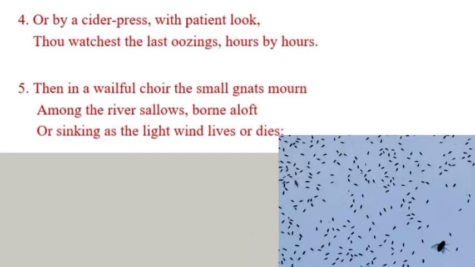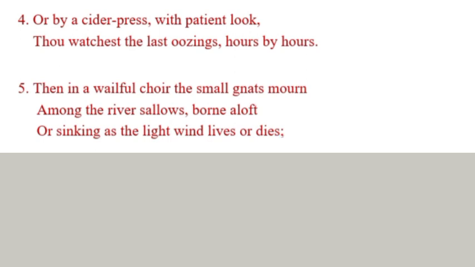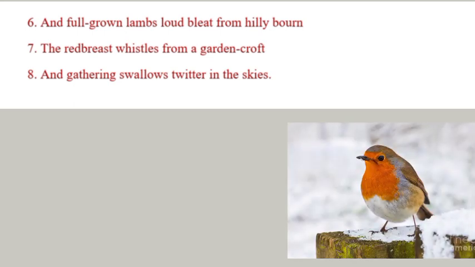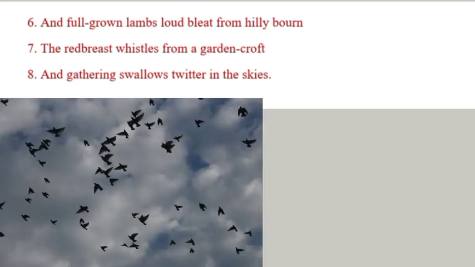This is the fifth image. "Then in a wailful choir the small gnats mourn among the river sallows, borne aloft or sinking as the light wind lives or dies." That is another one. And there are 3 more images created in single lines. For image number 6, "And full-grown lambs loud bleat from hilly bourn." Image number 7, "The redbreast whistles from a garden-croft." And image number 8, "And gathering swallows twitter in the skies."